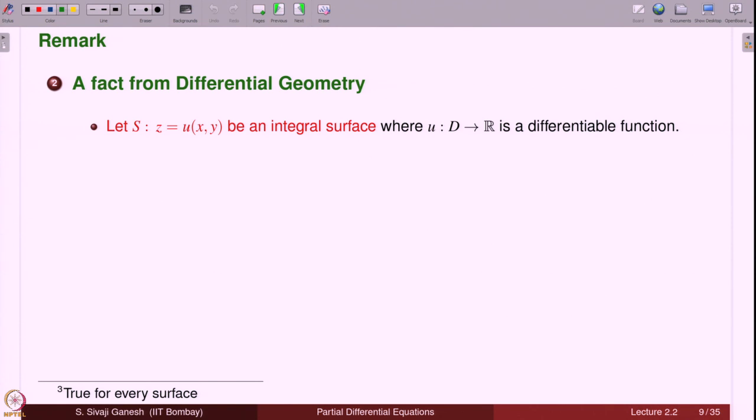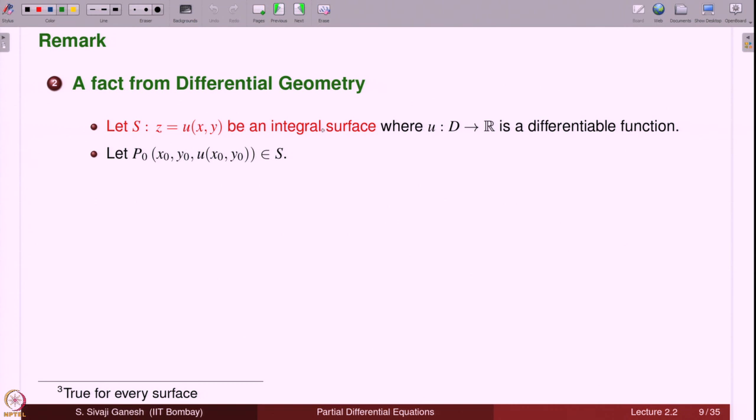Now, a fact from differential geometry. Let S be an integral surface where u is a differentiable function. Since u is a solution, it must be a differentiable function. Actually, in this fact, we need not have integral surface written; it is true for any surface. That is why I wrote let this be a surface and u is a differentiable function. We write integral surface here because we are worried about only integral surfaces in this lecture. In PDEs, we want to find solutions, therefore we are interested in surfaces described by solutions of the equation.